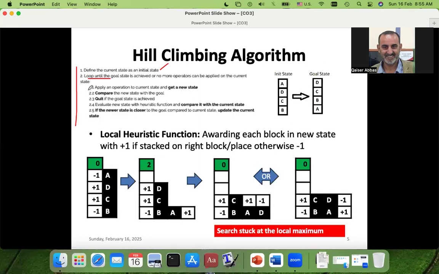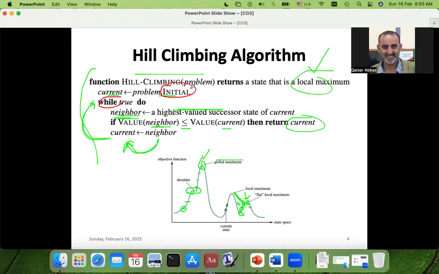And then these steps are under this loop. Apply an operation to the current state and get a new state. So get a new state, which is like getting a higher successor.